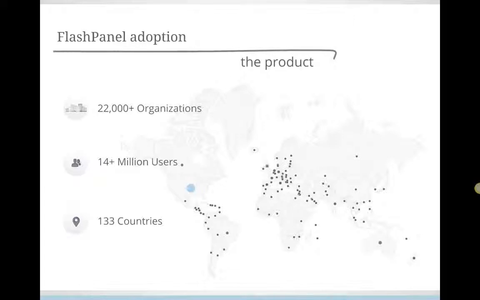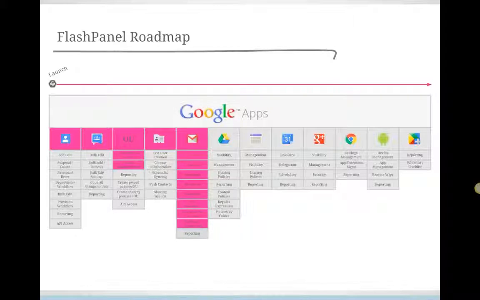A little bit about our adoption over time. We launched in the Google Apps Marketplace coming in on 15 months ago. And we started before that with a private beta with 50 users. Then, over the past 14 months, 22,000 organizations have installed and are using FlashPanel. So really quite an amazing number. At those organizations, there's more than 14 million end users that are using FlashPanel, and lastly, 133 countries. So, truly global. It's been amazing to speak with everyone from around the world, understand different needs of what you need for Google Apps in your industry and in your country.